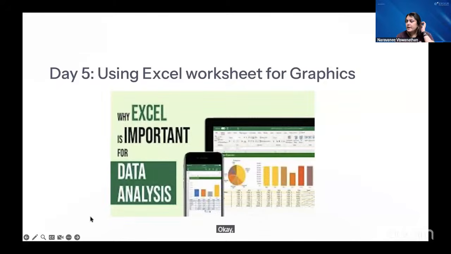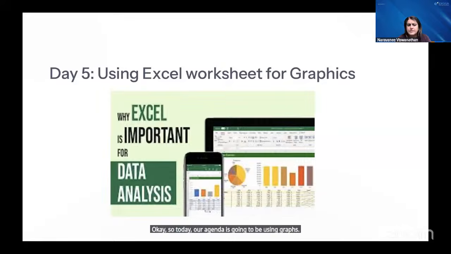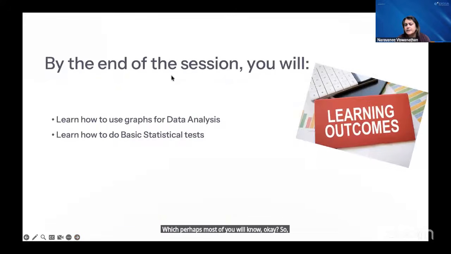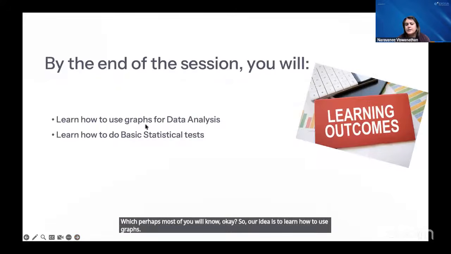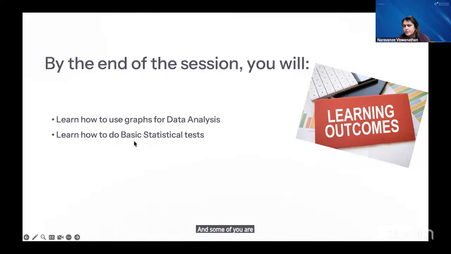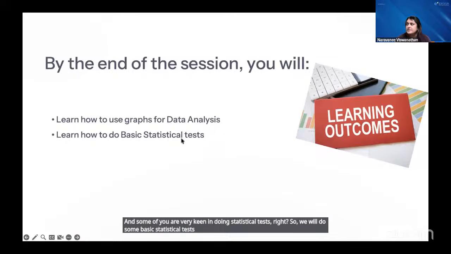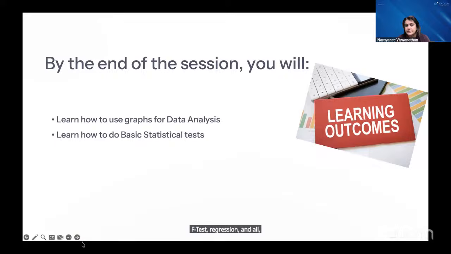Okay, so today our agenda is going to be using graphs in Excel. I think this would be quite a topic which perhaps most of you will know. Our idea is to learn how to use graphs, and some of you are very keen on doing statistical tests, right? So we will do some basic statistical tests like t-test, z-test, f-test, regression and all using Excel. So this is our goal for the day. Okay, learning outcomes.